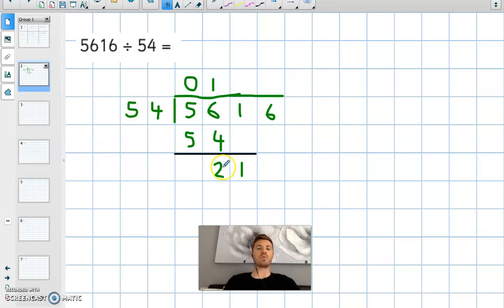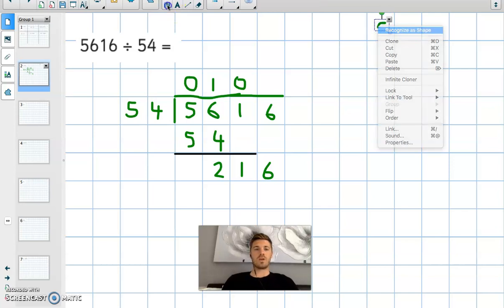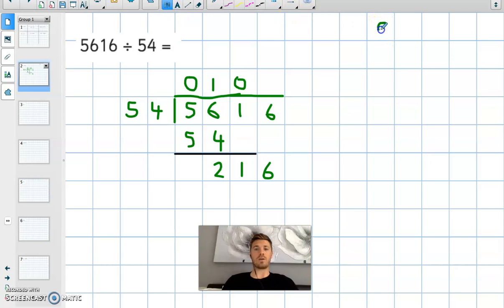Then I'm going to drop my 1 down to make 21. How many 54s are in 21? There are 0. So then I now need to drop my 6 down next to 21 to make 216. How many 54s are in 216? Well, this is where I need to go over here and do my 54 times table, and I can easily work that out by using my partitioning method.